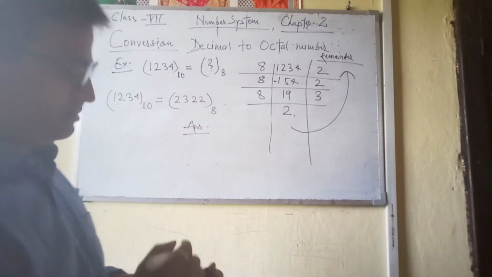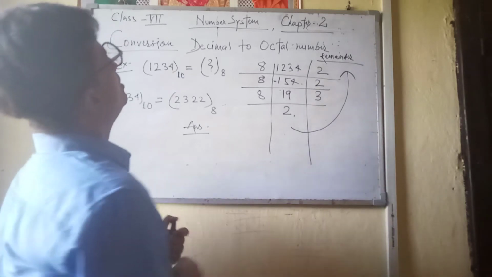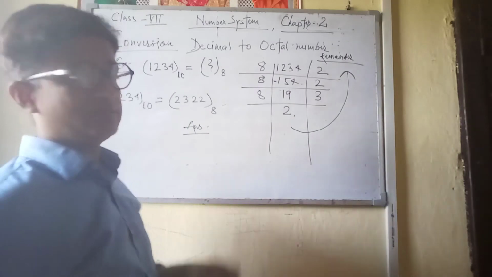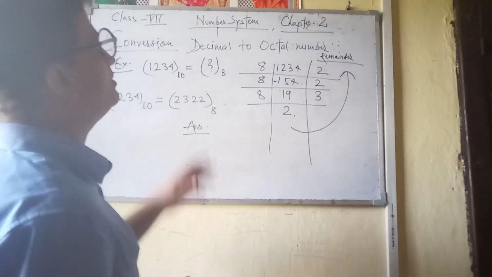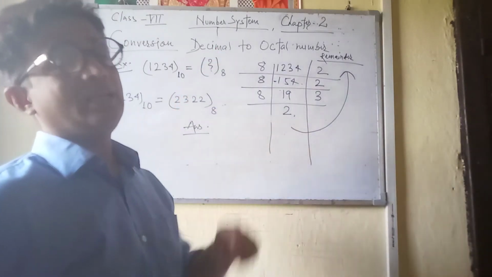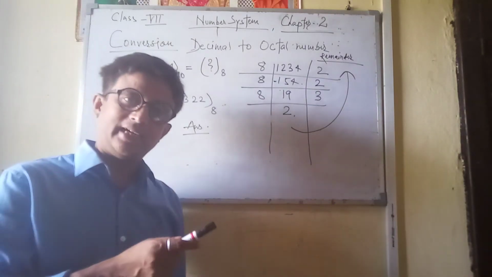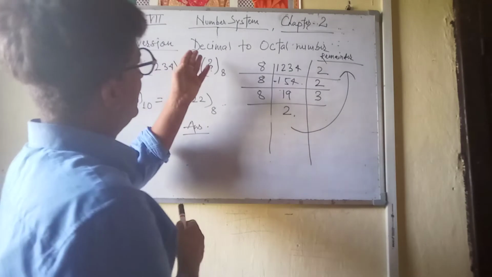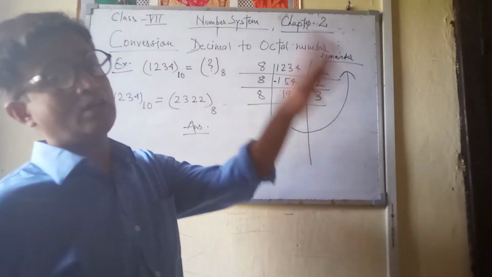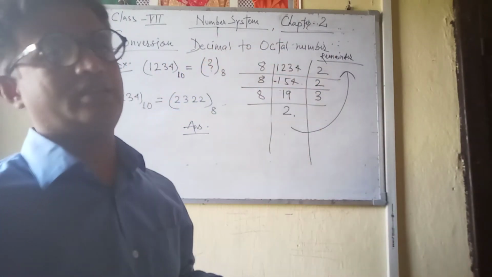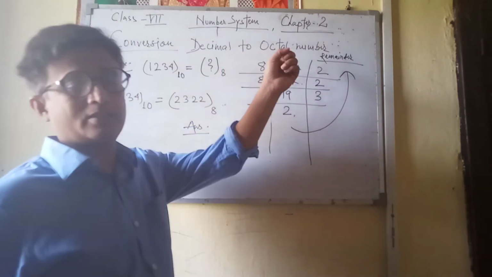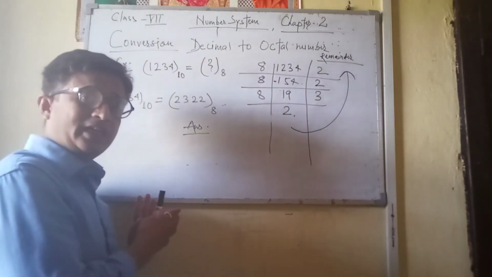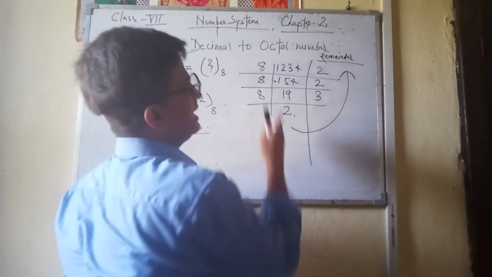Any confusion? Let me explain once again. What am I doing? I am changing a decimal number to the octal number system. What I told you: like in binary, we divided the decimal number by 2. So here again we are doing the same thing, but in octal, decimal to octal number. The base of the octal number is 8. So we will divide that particular decimal number by 8.